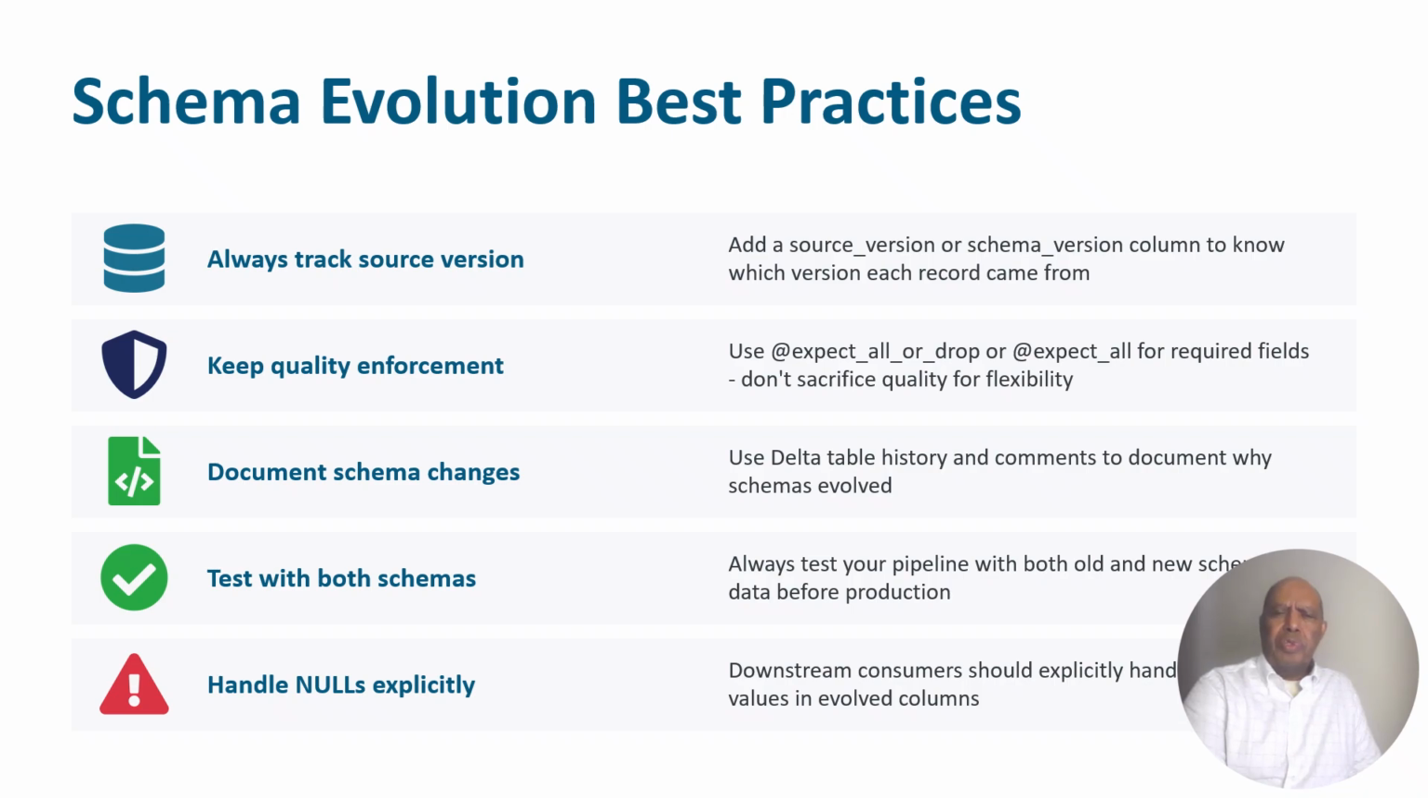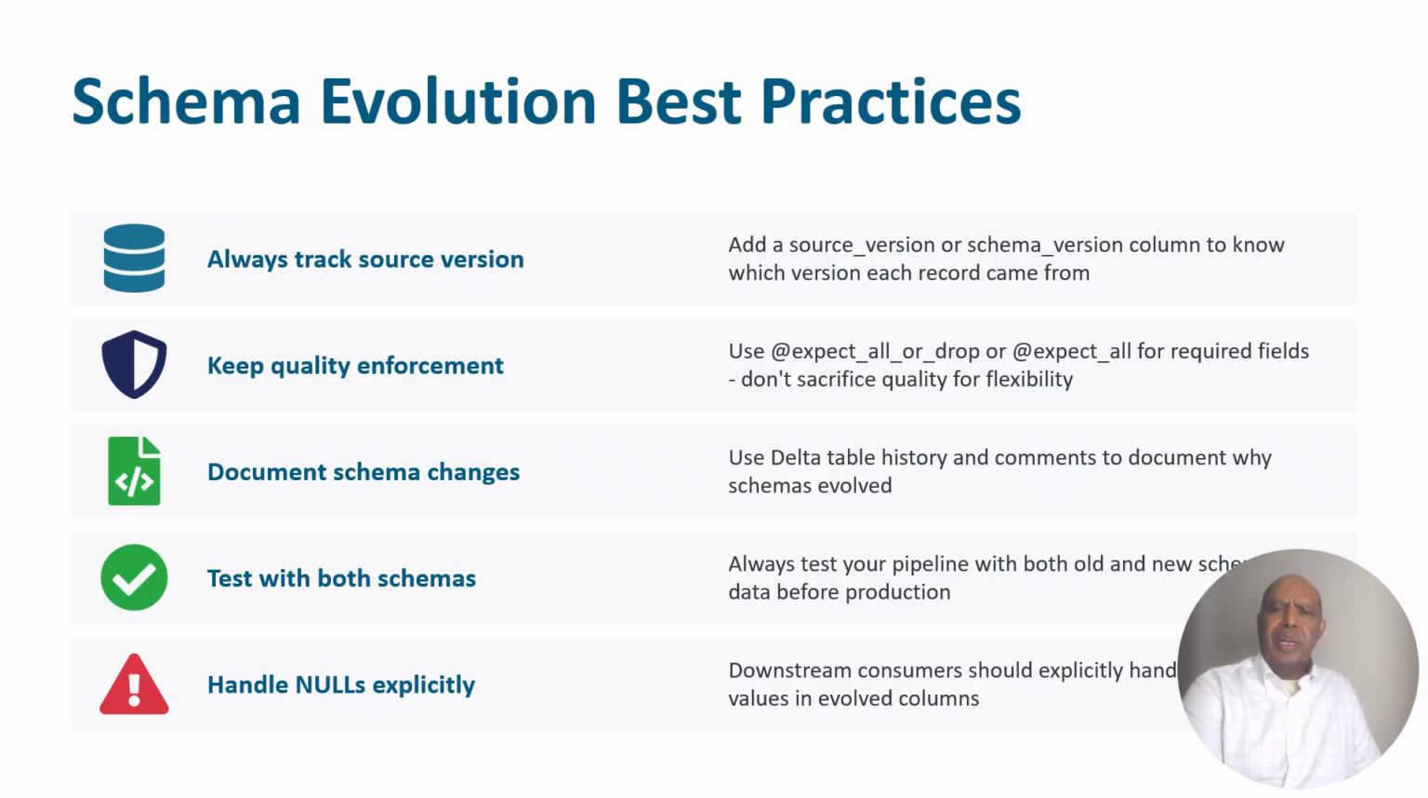Number 4 is test with both schemas. Don't just test with new data, test with old schema data too. Make sure your pipeline handles both. Make sure your expectations still work. Make sure the union succeeds. Test before you deploy to production.